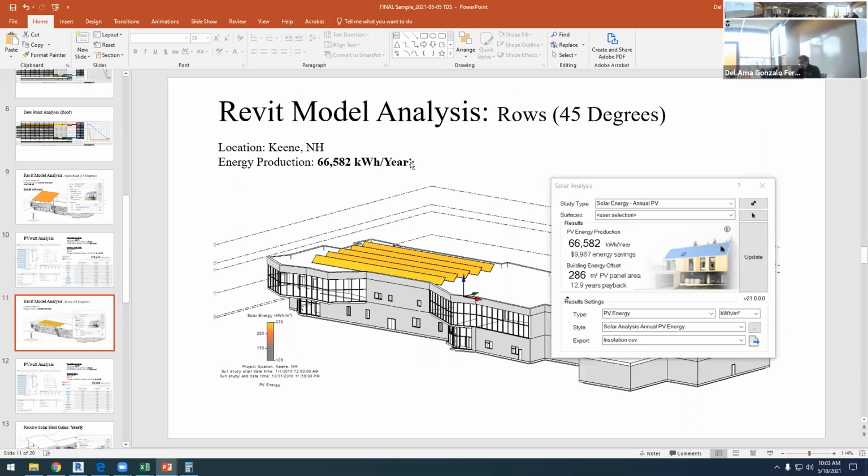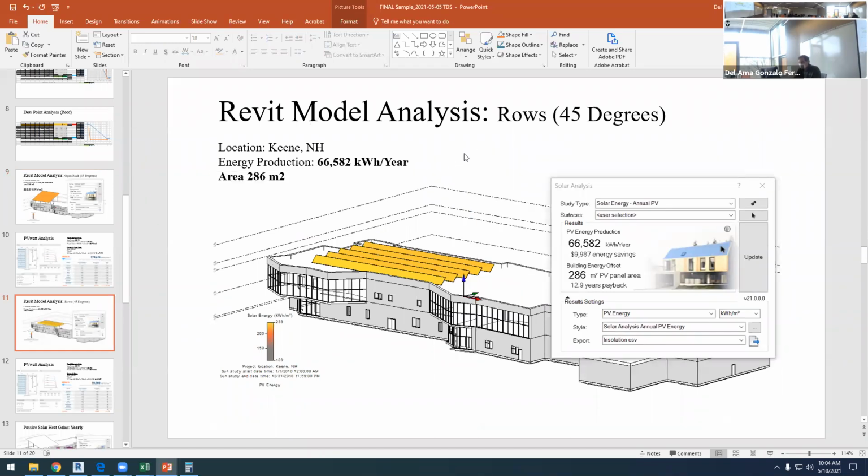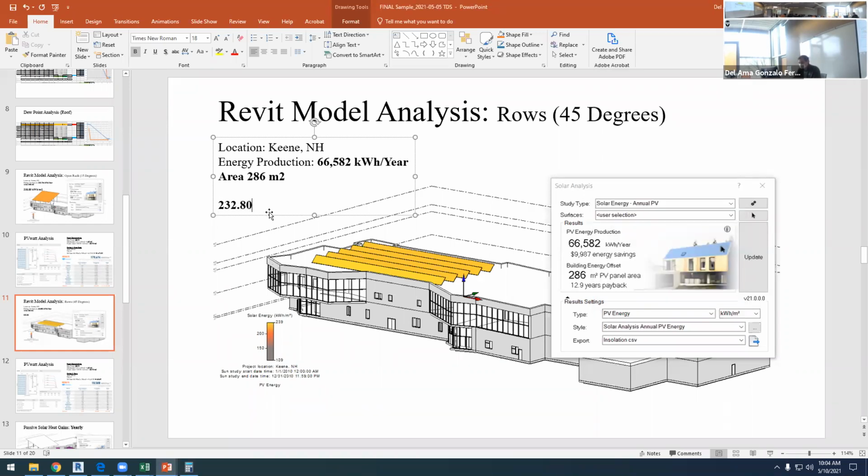So we have to do the same here. Here the area is 286 square meter. And then what is the production? We have to calculate 66,582 divided by 286. And this is 232 kilowatt hours per square meter.